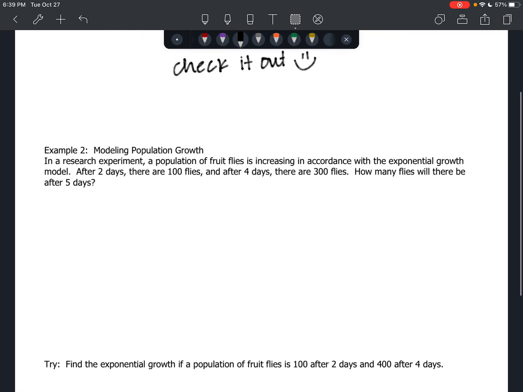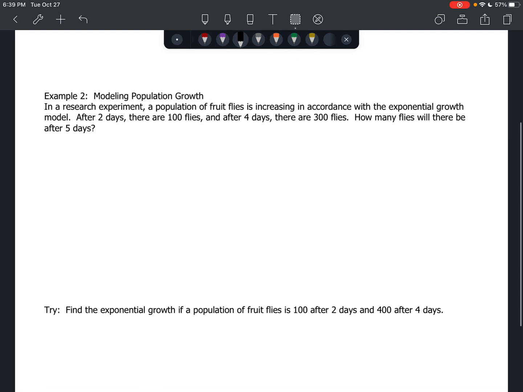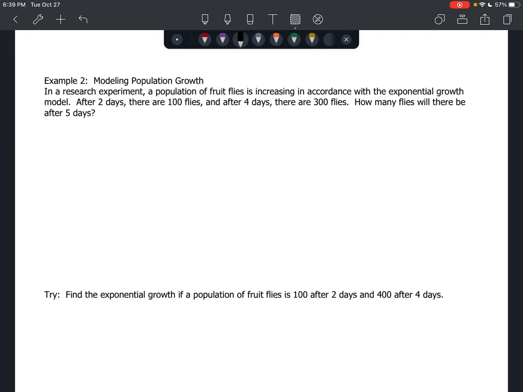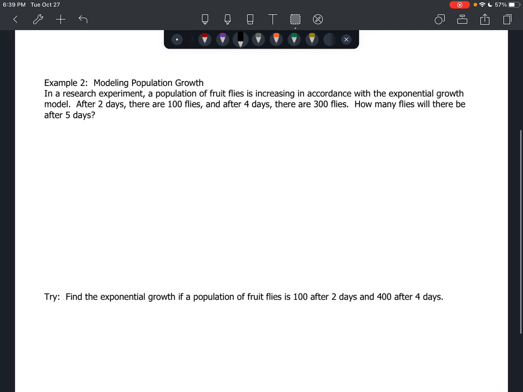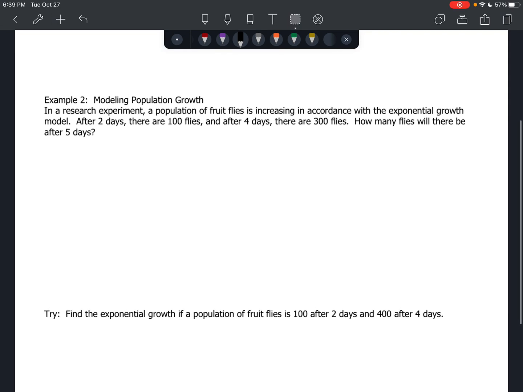Okay, let's move on to example number 2, modeling population growth. In a research experiment, a population of fruit flies is increasing in accordance with the exponential growth model. After 2 days, there are 100 flies, and after 4 days, there are 300 flies. How many flies will there be after 5 days?